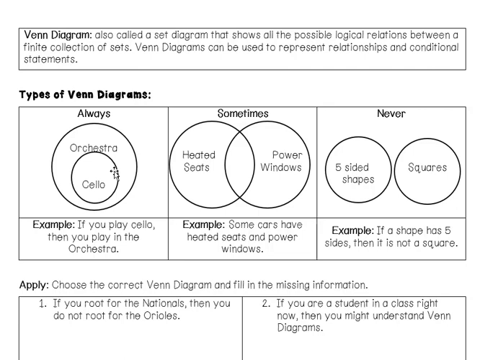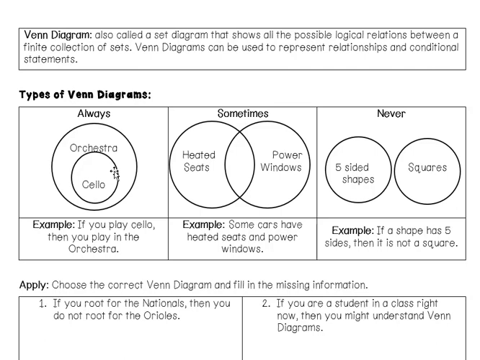In the sometimes column, we have heated seats and power windows, and those circles are overlapping in the middle, which would mean that there are heated seats and power windows in that overlap. The example there is that some cars have heated seats and some cars have power windows, but sometimes there are cars that have both, and that would be that overlap in the middle.